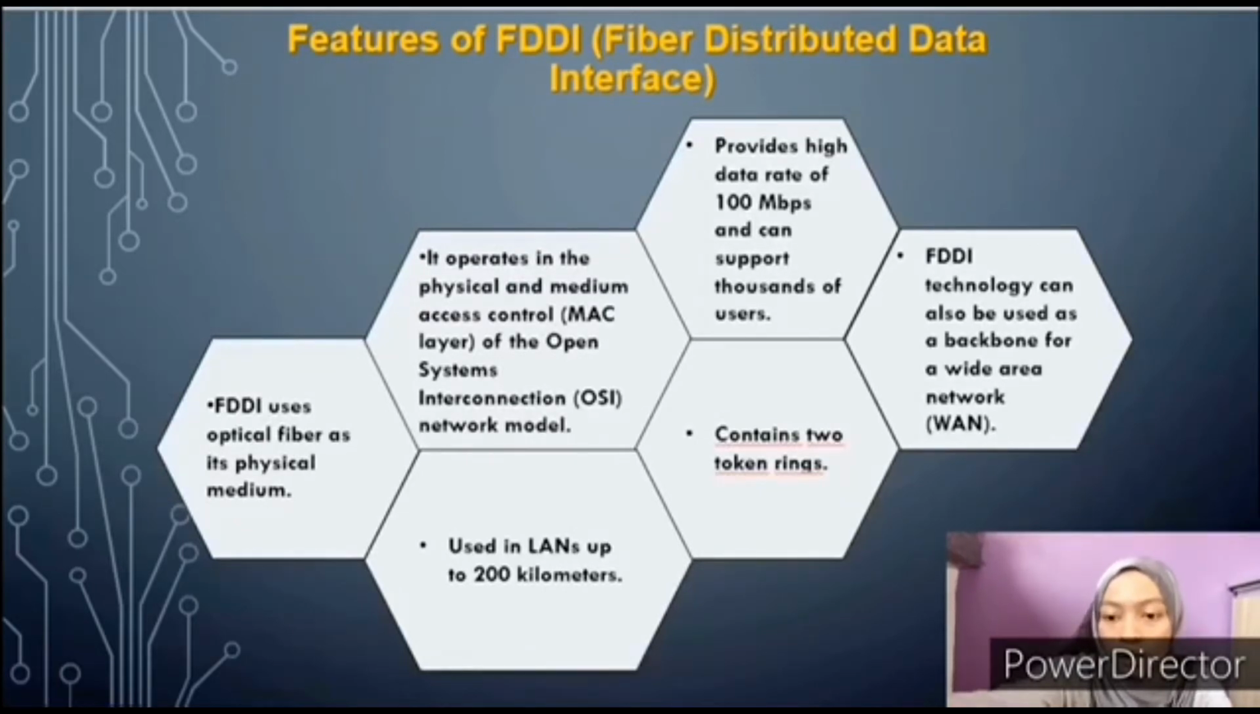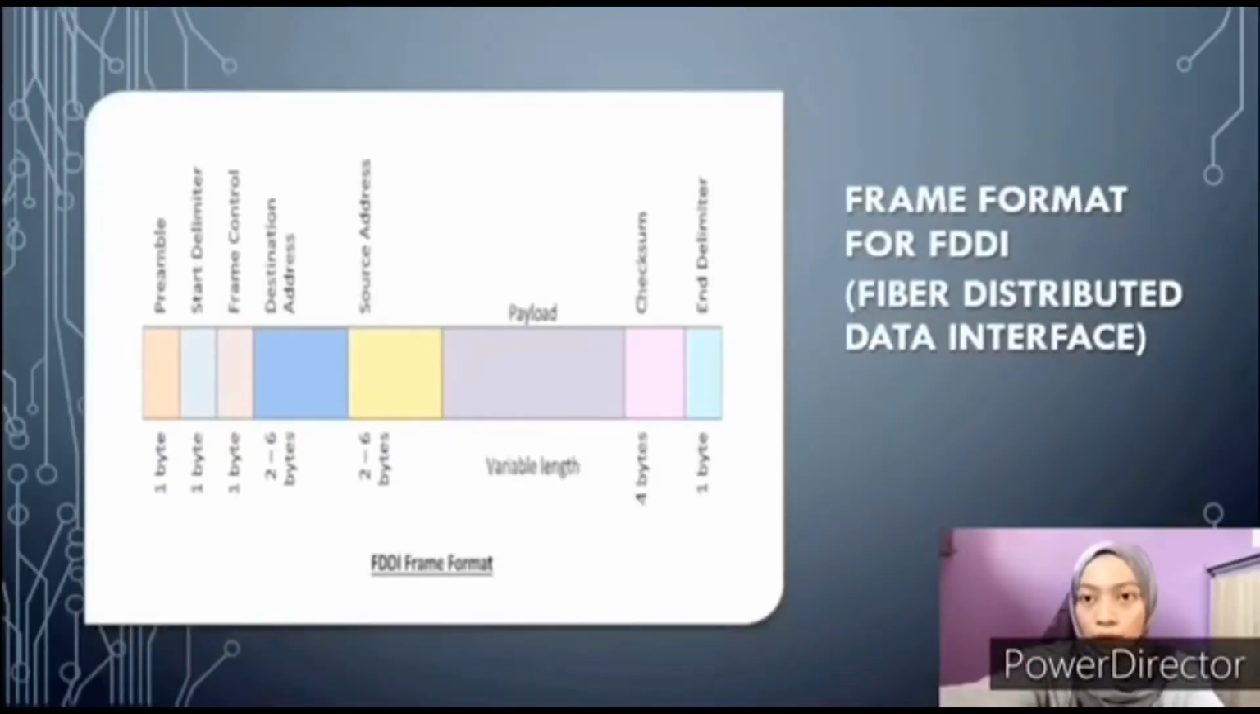FDDI technology can also be used as a backbone for a wide area network and used in lengths up to 200 kilometers. So we know that this FDDI is really good. This FDDI also operates in the physical and medium access control layers of the Open Systems Interconnection, which is the OSI network model.